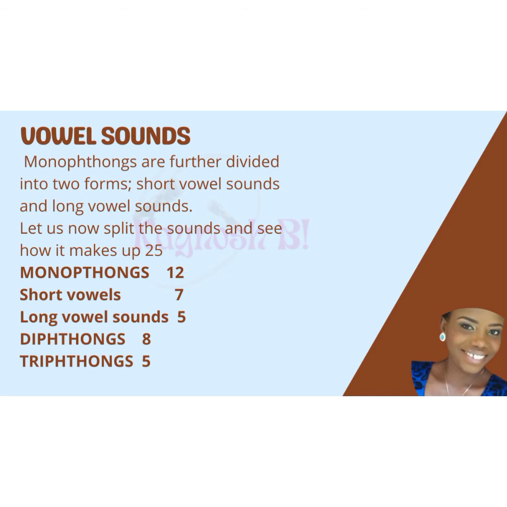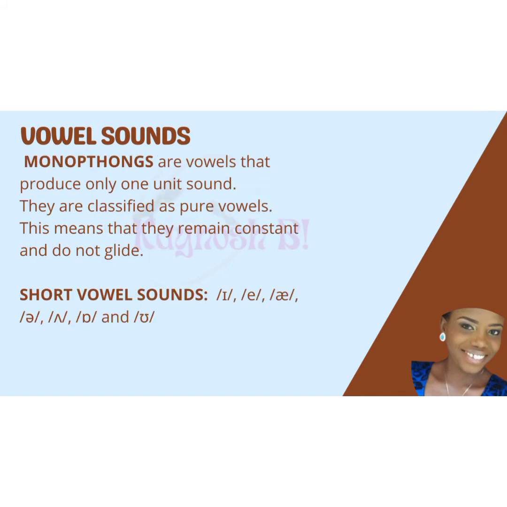Monophthongs are vowel sounds that are produced with only one unit, and they are classified as the pure vowels. They are classified as pure vowels because they remain constant when you're pronouncing them. They do not glide. So examples of the short vowel sounds are the sounds I, E, A, O, U. So we'll go on to look at examples of words with the short vowel sounds.